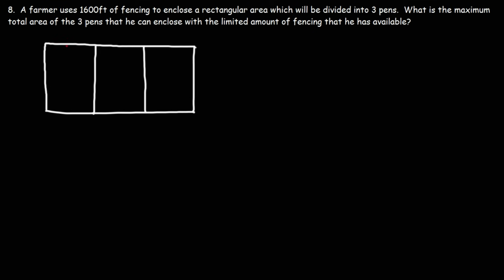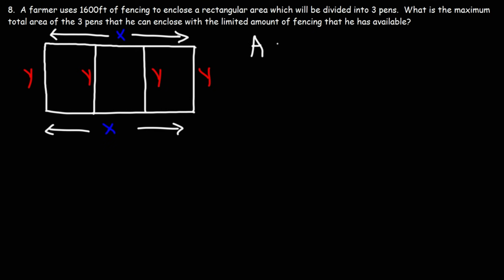Now we could call the vertical lengths y and the horizontal length, or the horizontal fencing, x. So that's the situation that we have so far. Our goal is to maximize the area. The area of all 3 pens is simply x times y. It's length times width.